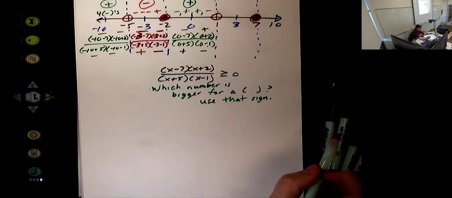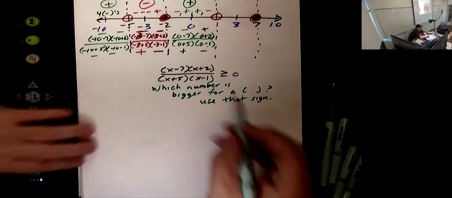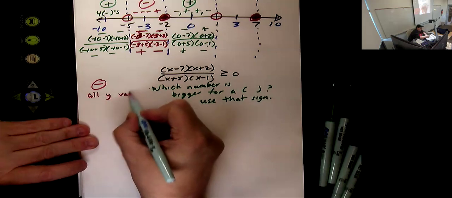That means that all y values are going to be below the axis. All y values will be less than 0. Yes. So for negative regions, all y values are less than 0.